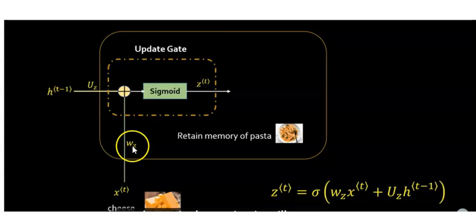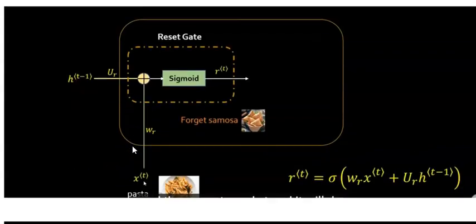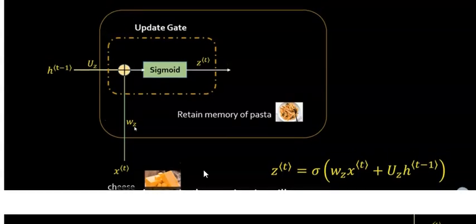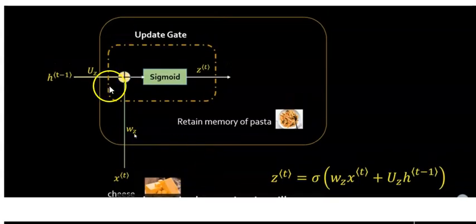But there is a difference in the weights. In the reset gate, we used the weights WR and UR. Here in the update gate, we are using WZ and UZ. So what will be the equation?